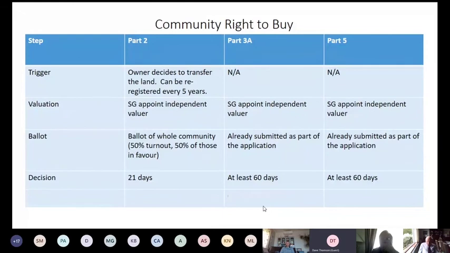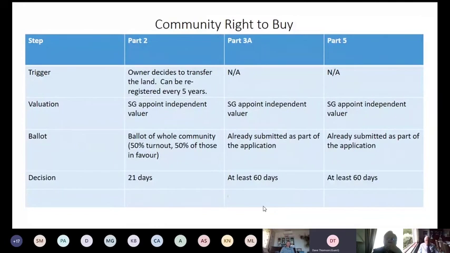Under parts 3A and 5, you're talking about 60 days for the owner, 60 days for the community group, and then at least 60 days for us to make a decision. That's 180 days since we've had the application. So you're talking about 6 months from receiving the application to getting our decision.